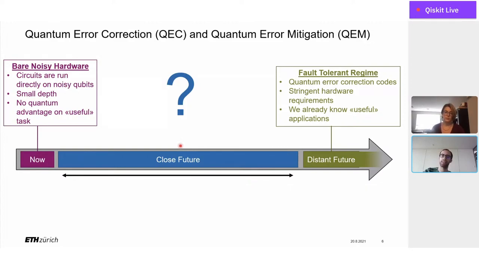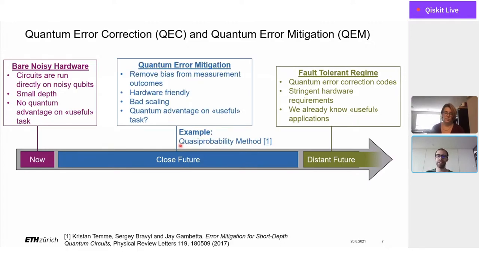And out of this question, the field of quantum error mitigation really emerged. And typically, the idea of these error mitigation techniques is that they are very hardware friendly. They're much easier to realize than quantum error correction. And typically, they try to remove the noise-induced bias on the measurement outcomes that you observe on your hardware. So they're not meant to be a replacement for quantum error correction, right? Typically, they have some kind of bad scaling because they don't really prolong the coherence time of your qubits. But they're just some nifty tricks that you can use in order to reduce the impact of the noise that you have on these near-term hardware. And the hope is that maybe thanks to these error mitigation techniques, we might still be able to demonstrate some kind of quantum advantage on a, again, quote unquote, useful task before we reach this distant fault-tolerant regime.